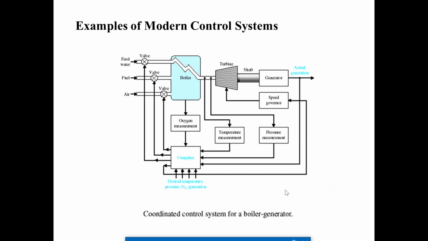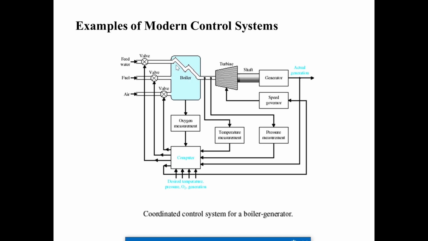Next one is a coordinated control system for a boiler generator. This is also a best example for a modern control system, so that the water level in the boiler can be identified in a computerized control. In a computer control, the fuel input to the boiler can be controlled through a computer. The air input to the boiler can also be controlled through a computer. All the things that we expect in a steam power plant can be controlled with a computer. So this is a modern control system.